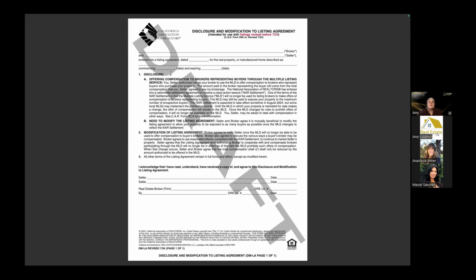The next one is our disclosure and modification to the listing agreement. So this is what we use to modify that listing agreement. We use a different form, the DM-BR, for the buyer representation form, but the DM-LA is for listing agreements. Oh, no, I lied. This is only for listings that were signed prior to July of 2024. That's when the last forms were revised and sent out. So they just used intended use for listings revised before 7/24. That's the only time you'd ever use this form. That's the only change that was made.